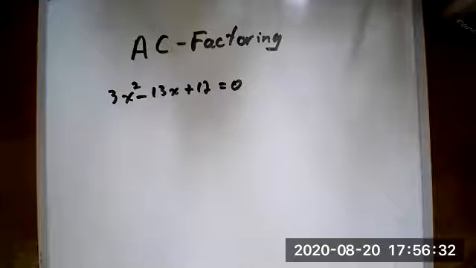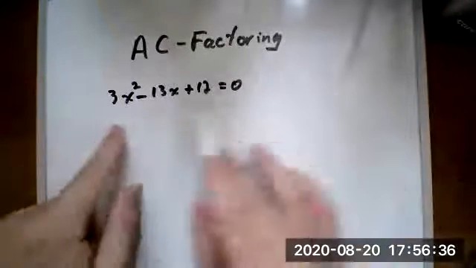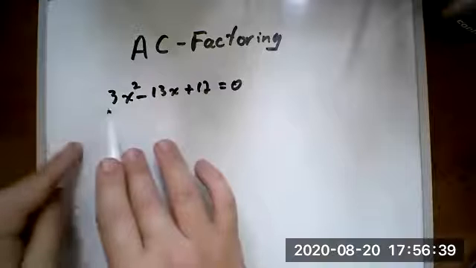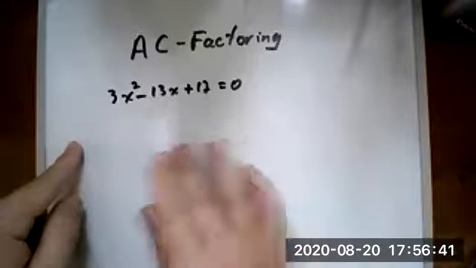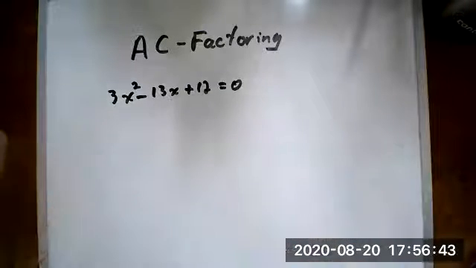Okay, and I will jump over to question 8 specifically, but I'm going to start off with this one because now that I've set this up, I know what I want to do with it. So here we go. 3x squared minus 13x plus 12 equals 0.